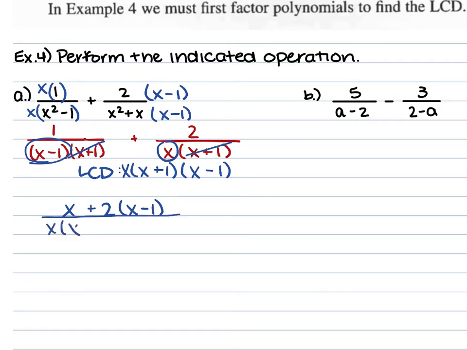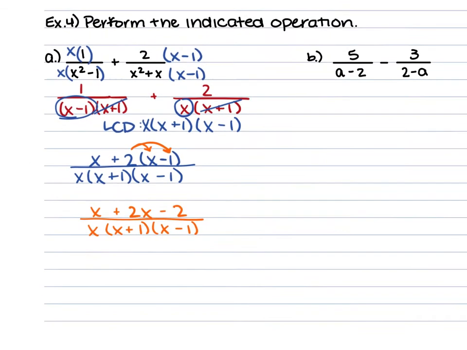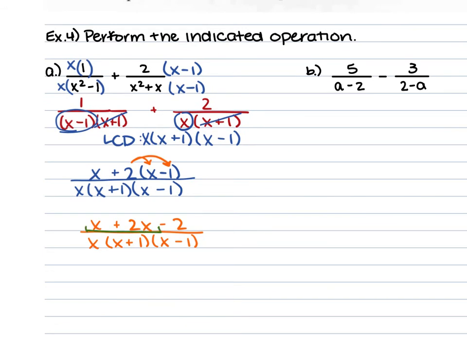Putting down my least common denominator, which is x times x plus 1 times x minus 1, I can now distribute that 2 into the x minus 1 and combine like terms if I have any. So this is going to leave us with x plus 2x minus 2 all over x times x plus 1 times x minus 1. From here, that x and that 2x are like terms, so we can combine these to give ourselves 3x minus 2 all over x times x plus 1 times x minus 1.